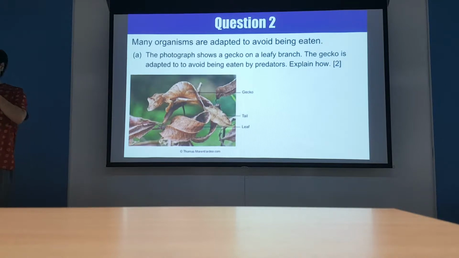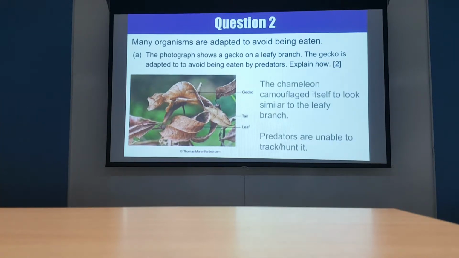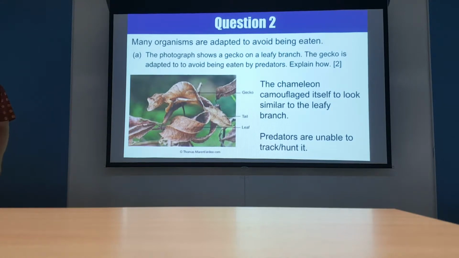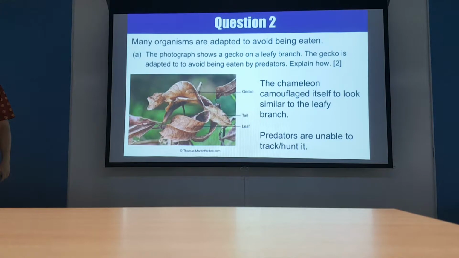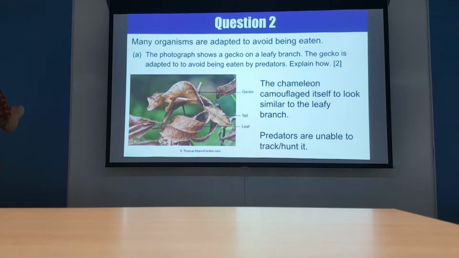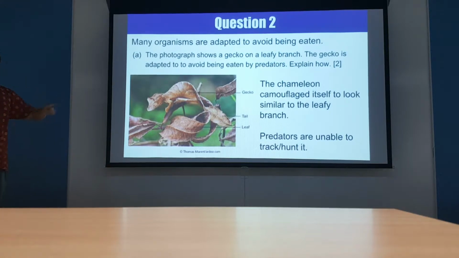Okay, so the first word here is basically the chameleon has camouflaged itself to look like a leaf. Now, you may think, my God, what is the second point? So if you camouflage yourself as a leaf, being a gecko, what do you think the predators would do? They can't do anything, can they? They can just only see, okay, this is a leaf, that's it. So the predators are not able to track it down. So you can see there is a relationship between your points.